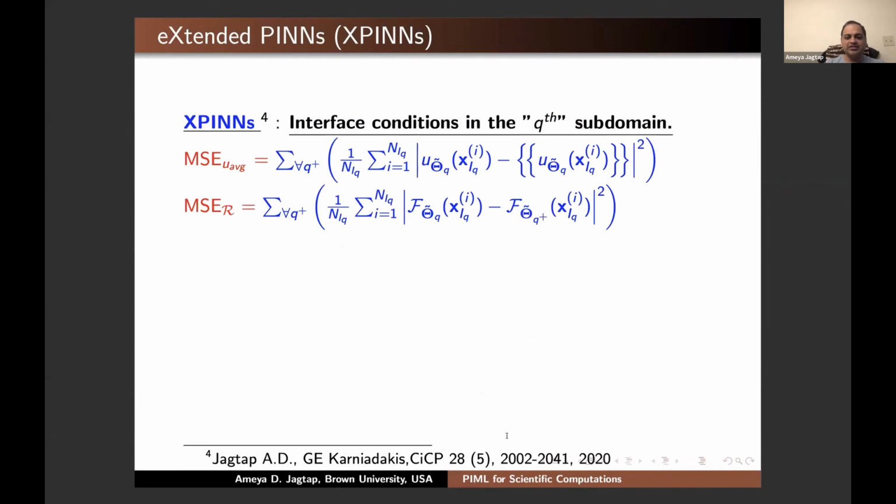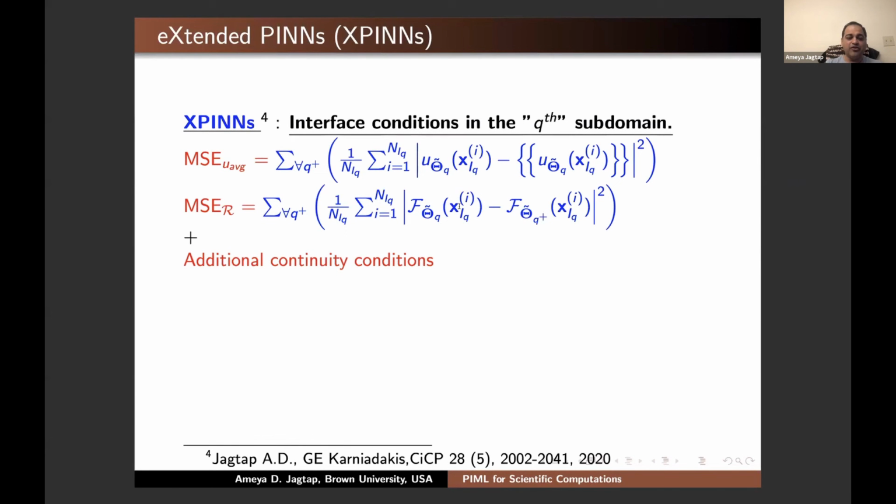Okay, then how can you do it? In this case, the interface conditions are quite simple. We again use the same average solution continuity across the interface, but instead of enforcing the flux, we use the continuity of the residuals. So basically we enforce the residual of the governing PDEs directly across the interface, and that way you can decompose both in space and time.